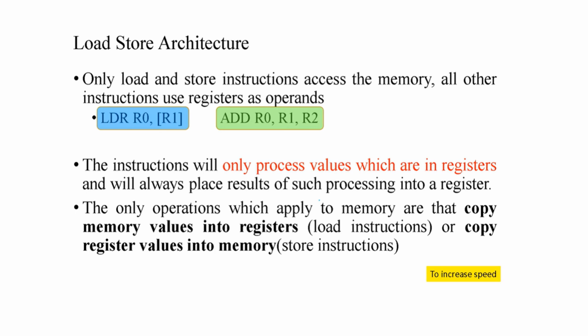Here the next one is ADD R0, R1 and R2. R2 is source 2 and R1 is source 1. Here we have to store the data. The ADD is the output, so the data from R1 and R2 is stored in R0. So the only operations which apply to the memory are to copy memory values into a register, that is, loading, or copy the register value into the memory, right? That is storing. That's why it is called a load store architecture.